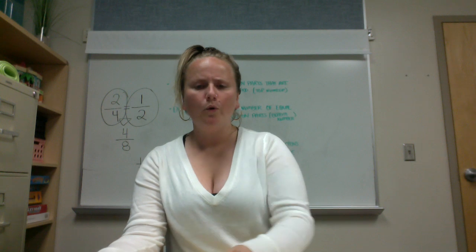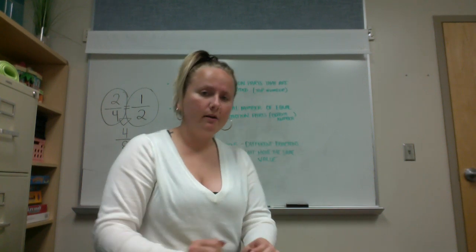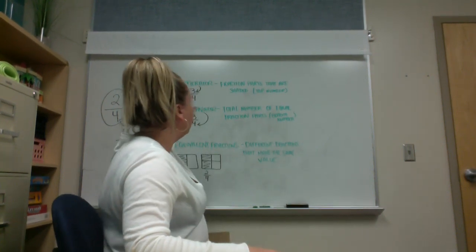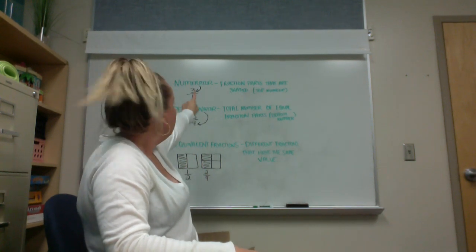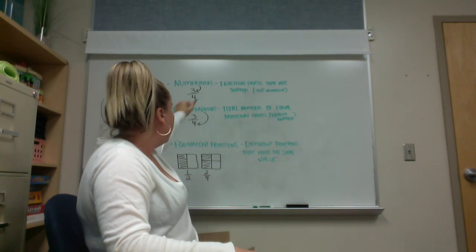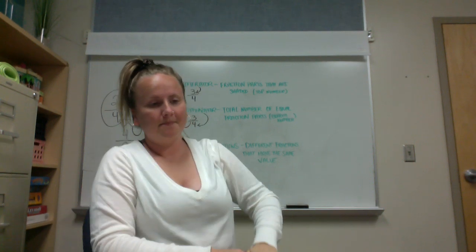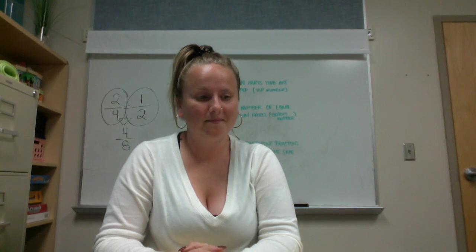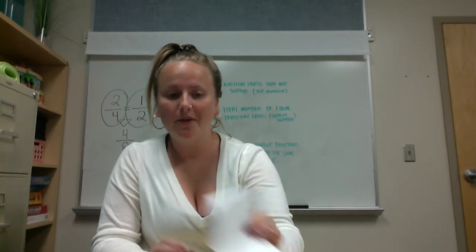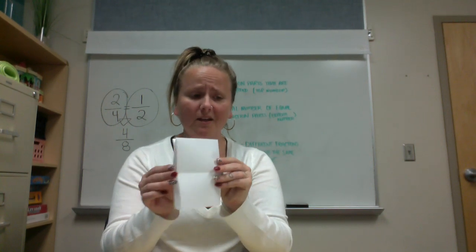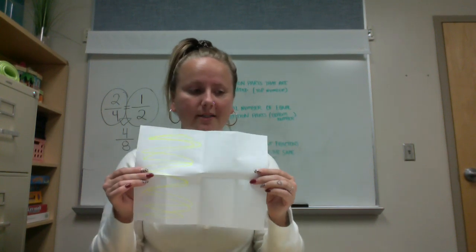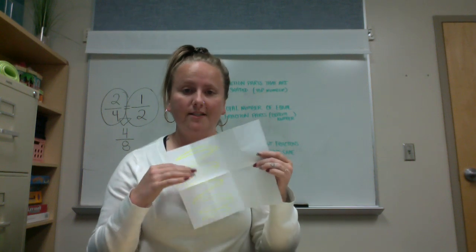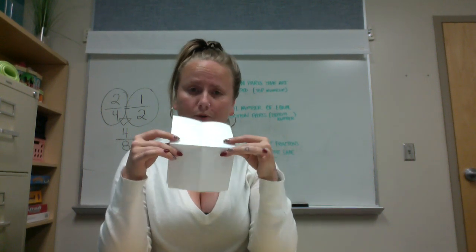Can someone tell me which one is the numerator and which one is the denominator? Good. The numerator, by looking at our anchor chart up here, is the top, the denominator is the bottom. And then can someone tell me what an area model is? Yes, it's the visual tool that we've been using, a rectangle divided into equal parts to help make sense of the fractions. Whenever you get stuck, if you need to use the rectangle and the folded paper to help you find the equivalent fractions, you may do so.